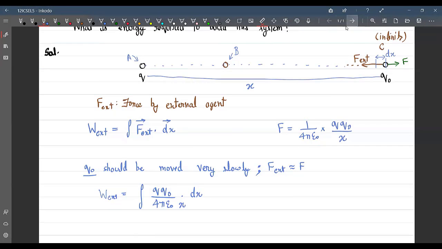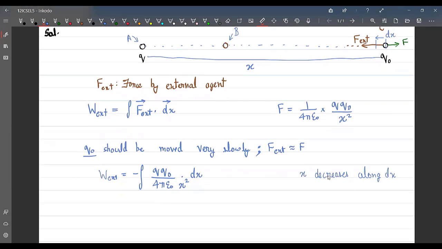But see, you're moving the dx in this direction. This value of dx in this direction is opposite to the direction of x. Okay, so because of dx, x is decreasing. x decreases along dx. So that's why you should put a negative sign here. Force is q naught by x squared, because x decreases along dx.